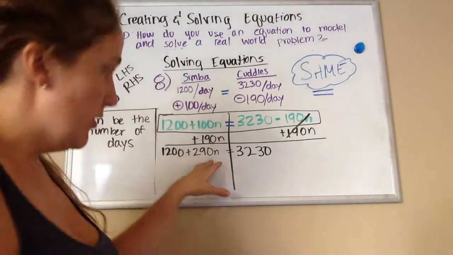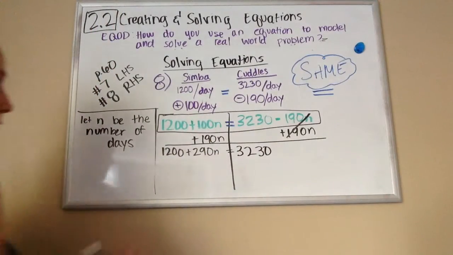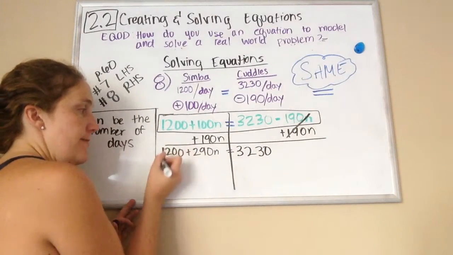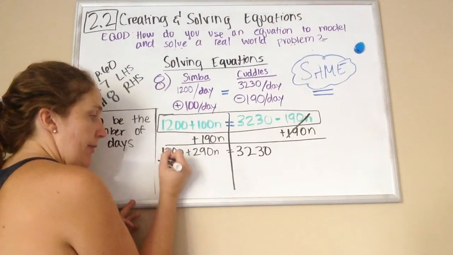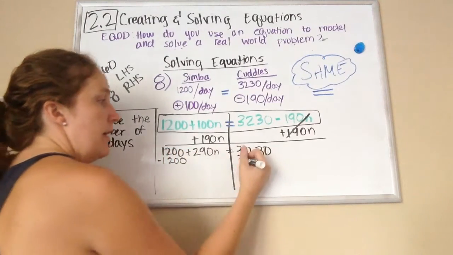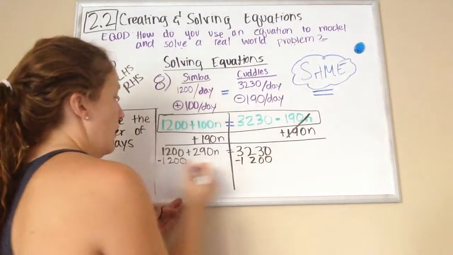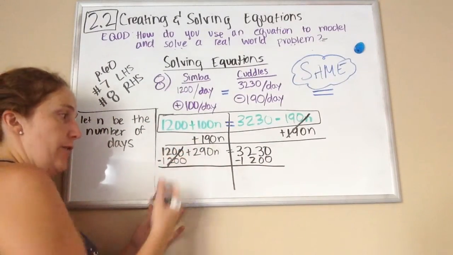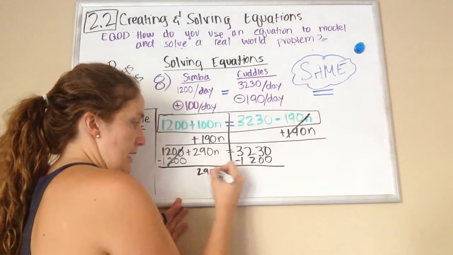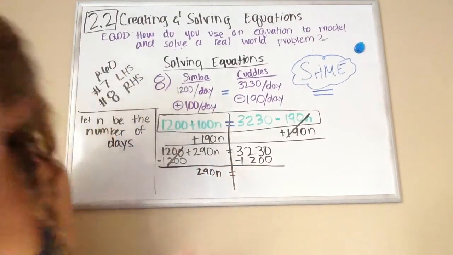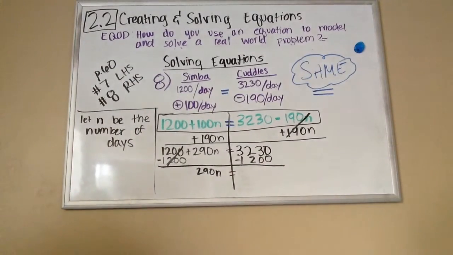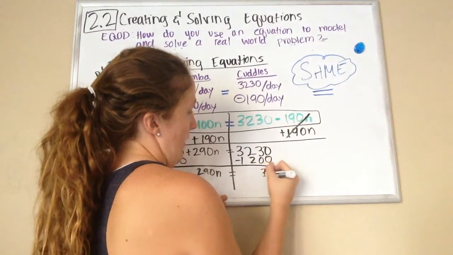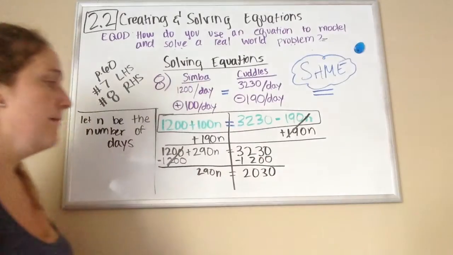All of our variables are on the left-hand side of our equation now, so we've got to get all of our numbers to the right-hand side, so we've got to move that 1,200. It's addition happening, so I'm going to use subtraction to cancel it out. 1,200 minus 1,200 cancels out to get 0. You get 290n is equal to, let's do the math here, 2030.